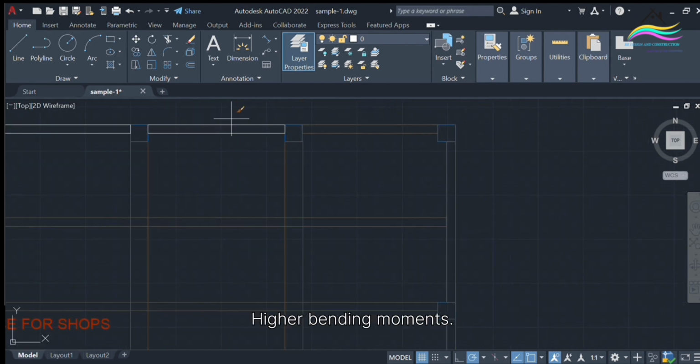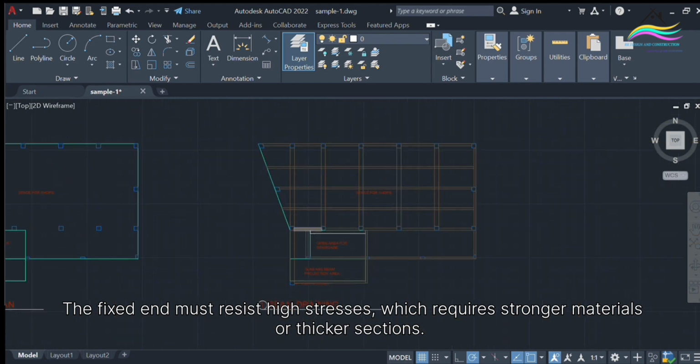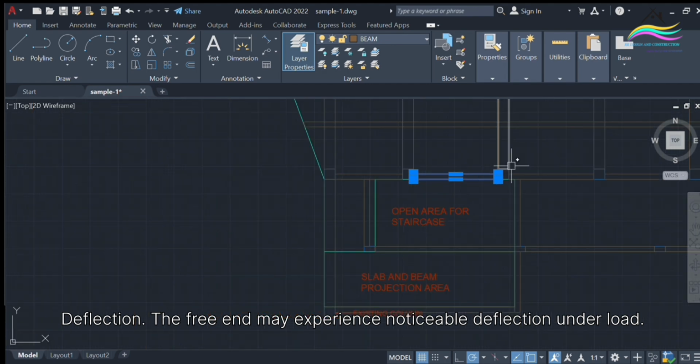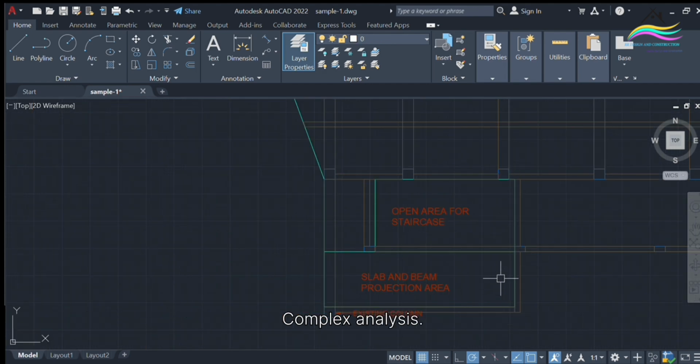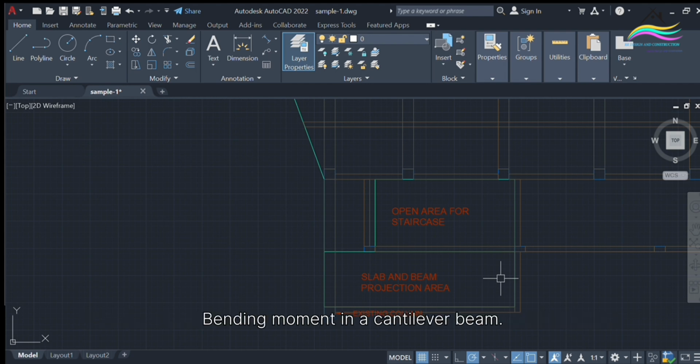Disadvantages. Higher bending moments: the fixed end must resist high stresses, which requires stronger materials or thicker sections. Deflection: the free end may experience noticeable deflection under load. Complex analysis: structural analysis can be more complex due to asymmetric loading.